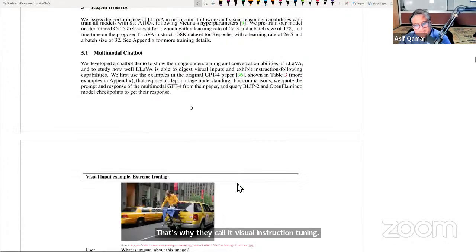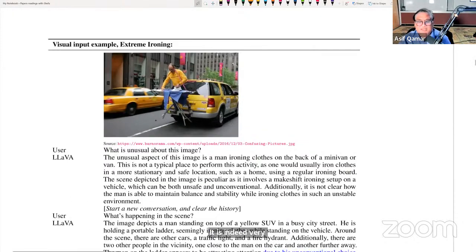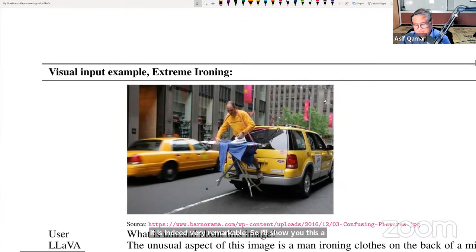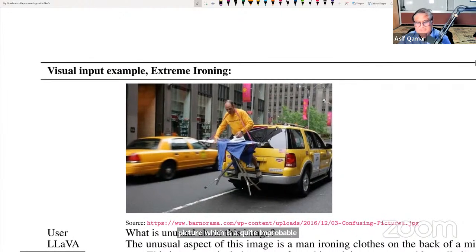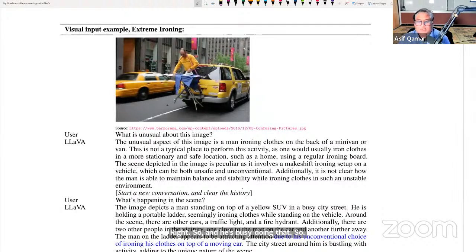So when you look at the experiments, it is indeed very remarkable. So I'll show you this picture, which is quite improbable. I don't know whether it was just staged or how this picture came about, but somebody in his infinite wisdom thought that the best place to iron clothes would be hanging off the back of a taxi, right? And he's busy doing that. So obviously, this sort of thing is created, I suppose, for academic purposes.